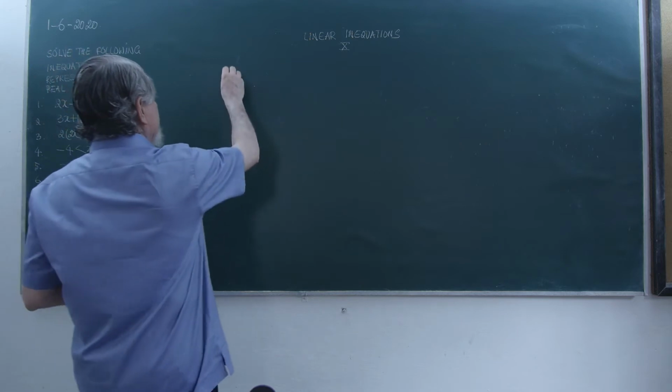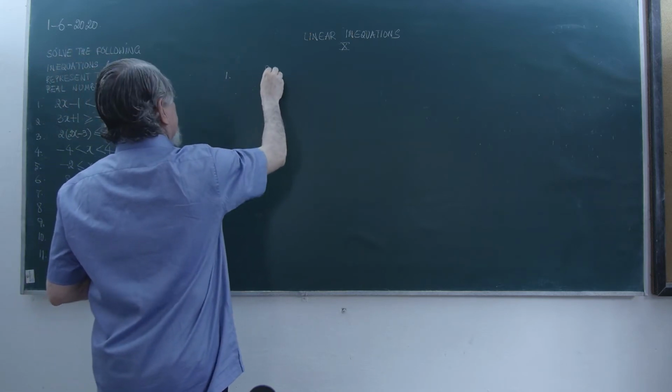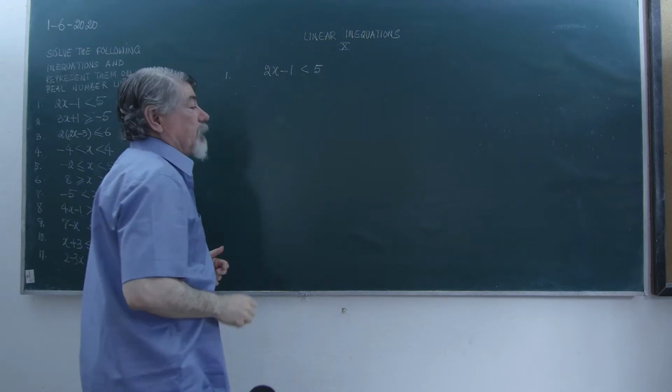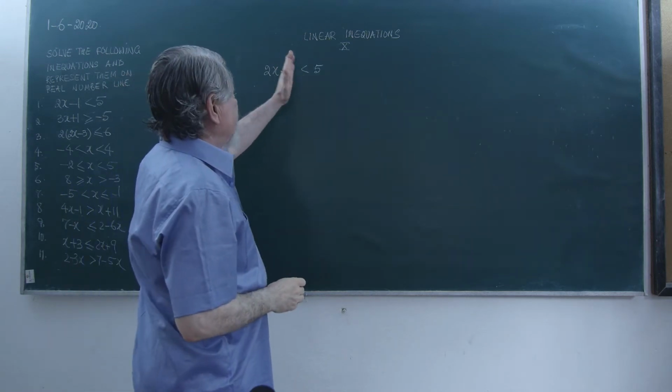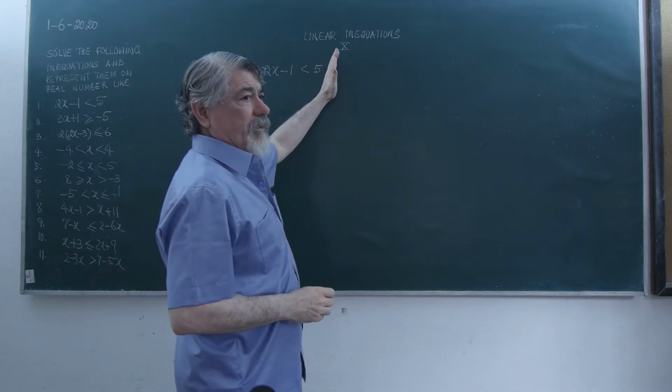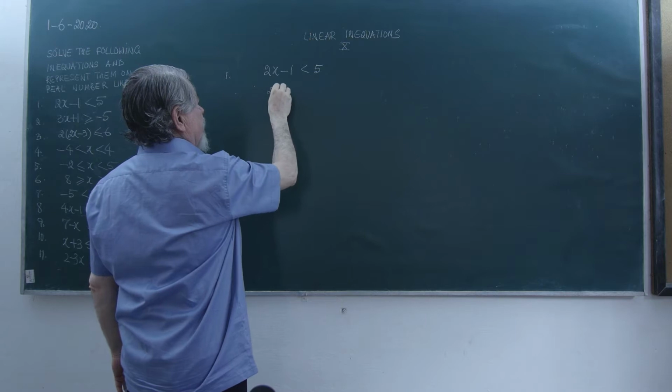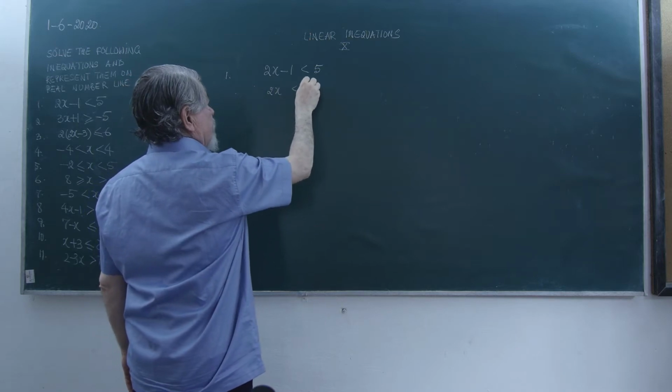Like the first question is 2x minus 1 is less than 5. Now I'm not going to elaborate that. I'll add 1 here, add 1 here. I'll transfer minus 1 from the left side to the right side. So 5 plus 1.